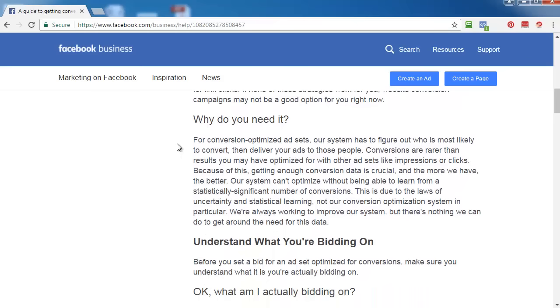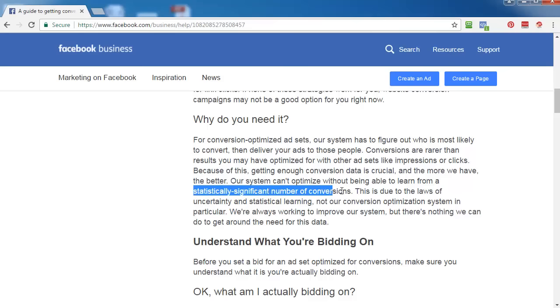Now, why do you need it? Here's what they say. Our system has to figure out who is most likely to convert, then deliver your ads to those people. Conversions are rarer than results you may have optimized for with other ad sets, like impressions or clicks. So because of that, getting enough conversion data is crucial. And the more they have, the better. Our system cannot optimize without being able to learn from a statistically significant number of conversions.